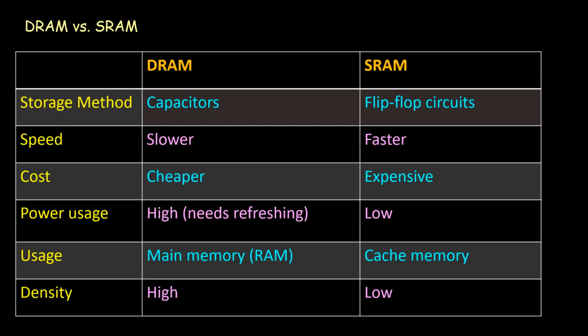SRAM versus DRAM. In summary, DRAM and SRAM serve different purposes. DRAM is cost-effective and used for general memory, while SRAM is faster and more reliable, making it ideal for critical high-speed applications like cache memory. Both types of memory are essential for balancing performance and cost in modern computer systems.